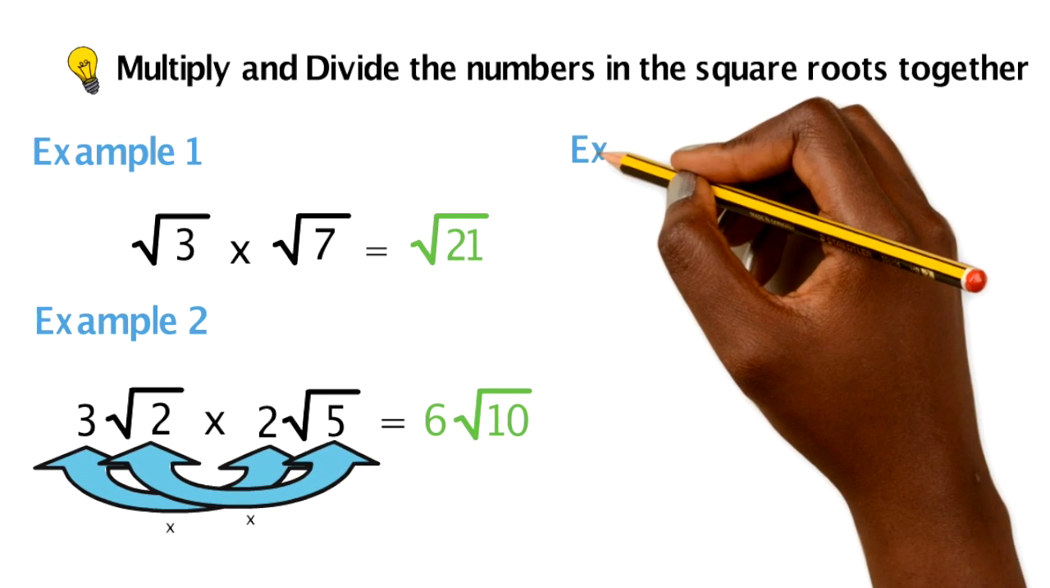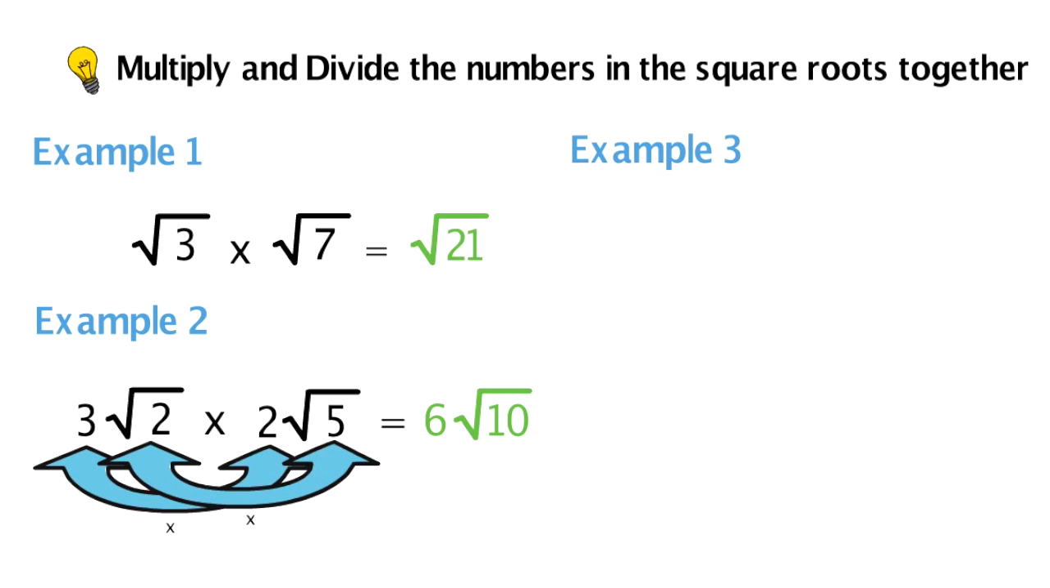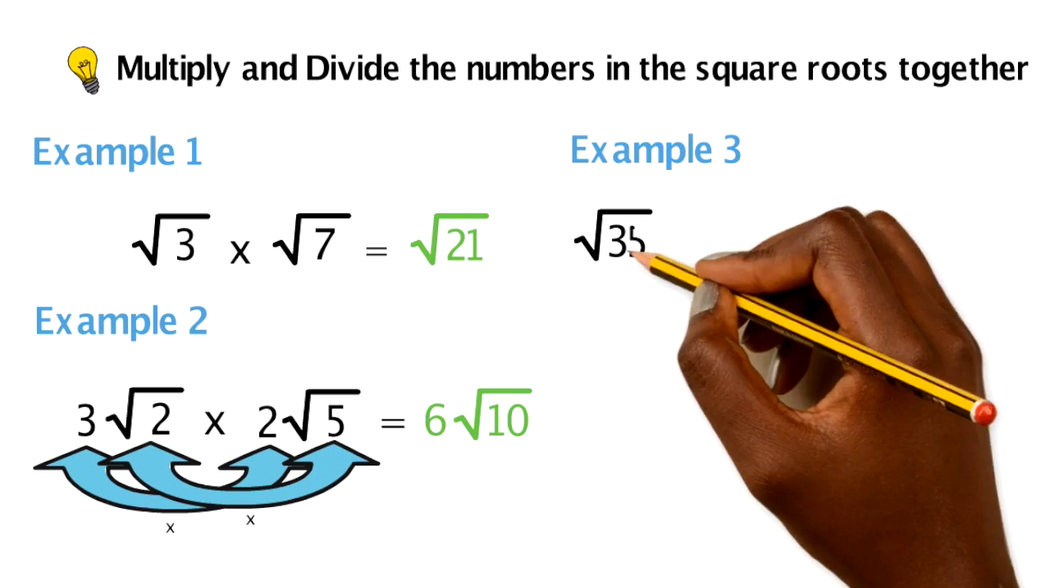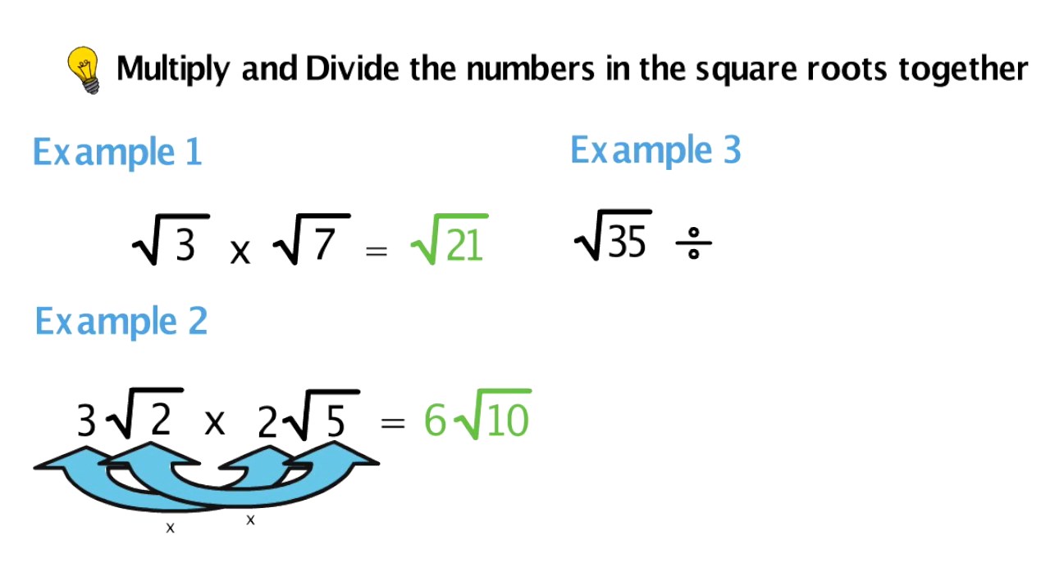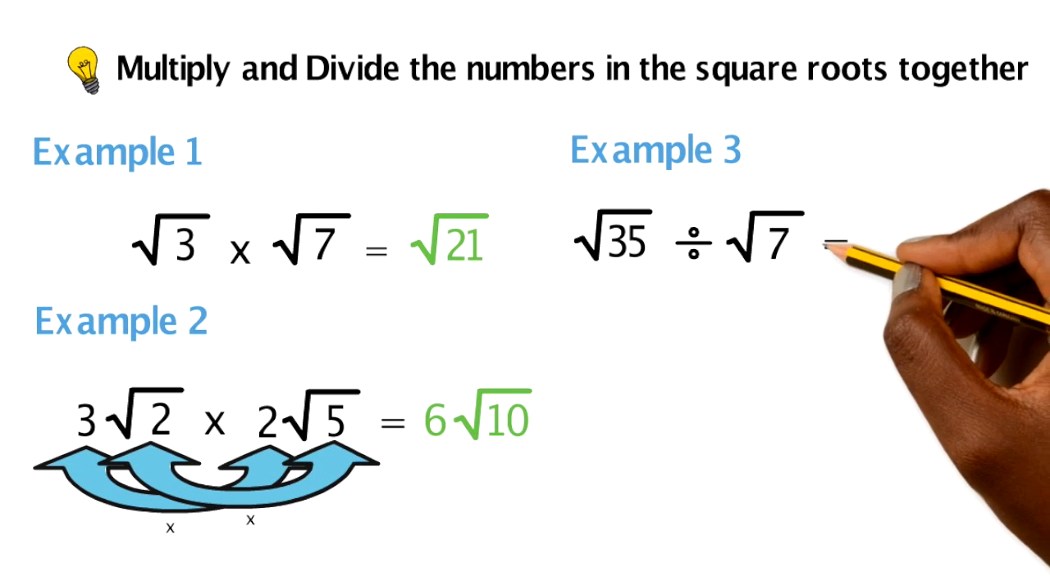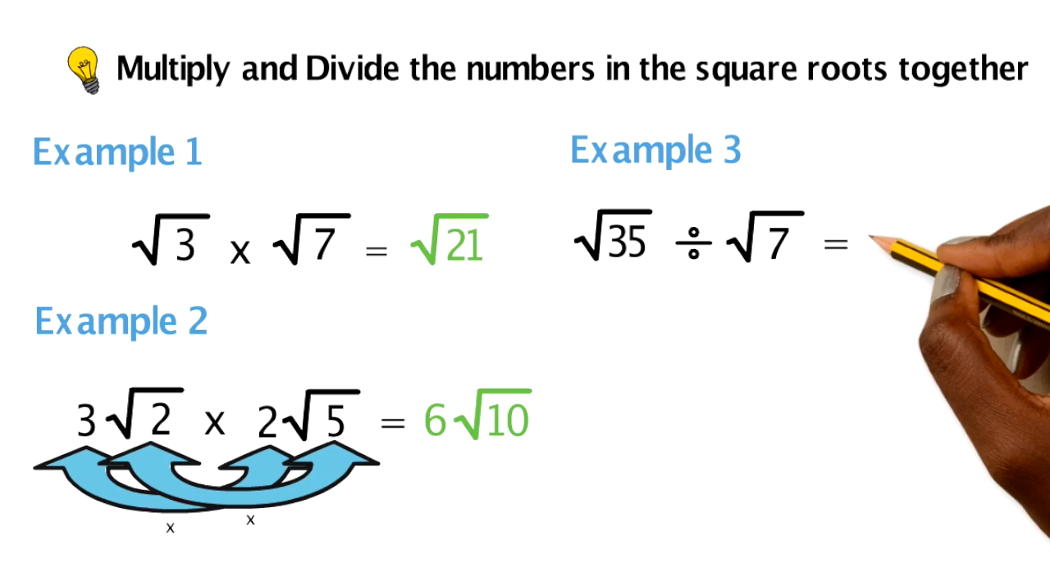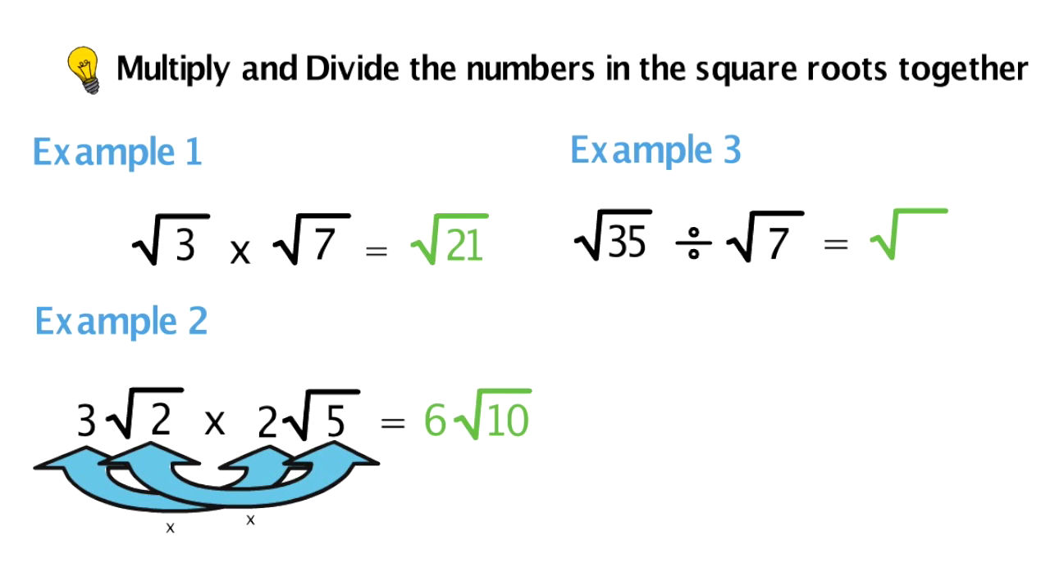Looking at example 3 now, where we're going to be looking at examples of division. For instance, if we have root 35 divided by root 7, we're going to again divide the two numbers within the root. So 35 divided by 7 would leave us with an answer of root 5, and because this is its simplest form, that's its final answer.